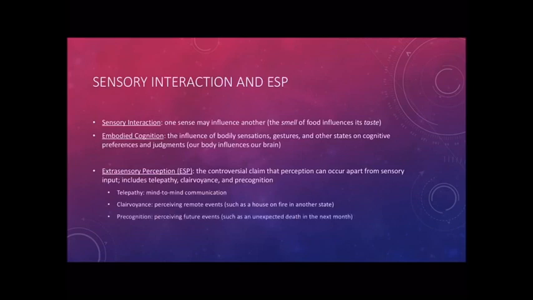Precognition is being able to perceive a future event, like an unexpected death in the next month, right? I think my sister is going to die in a car crash or something, and then I turn out to be correct, I had precognition. I was able to perceive a future event. And so parapsychology is the branch of psychology that tries to study extrasensory perception and other things.